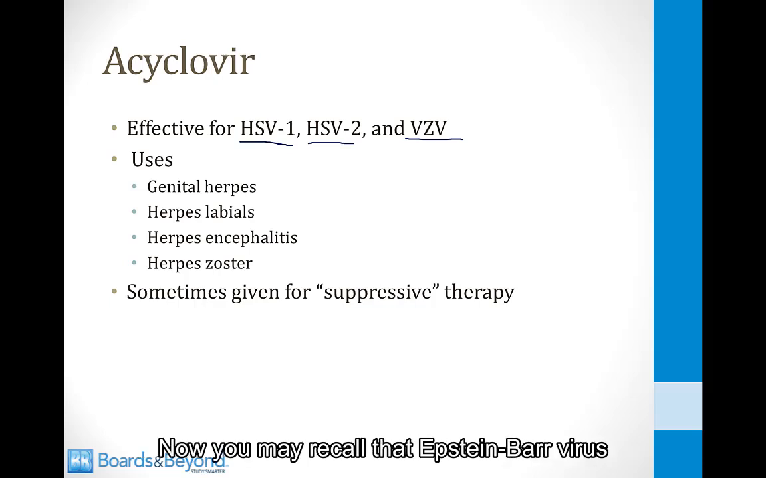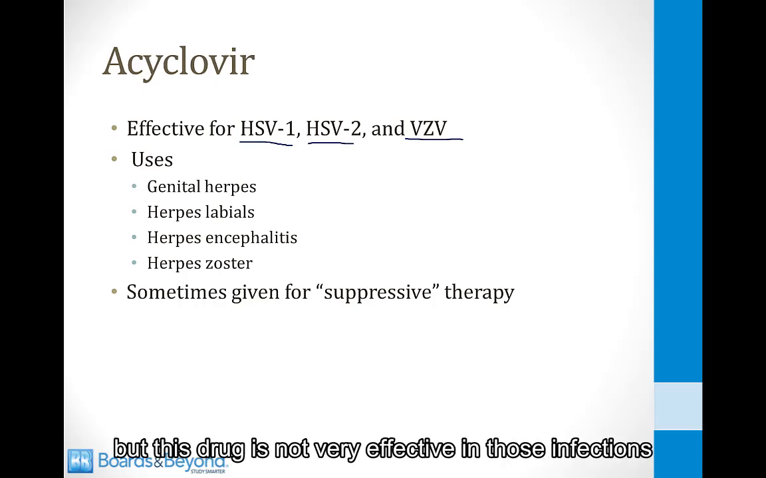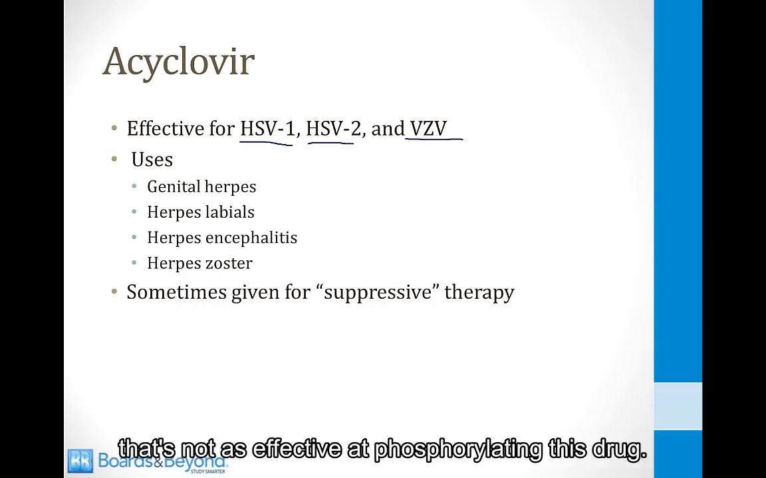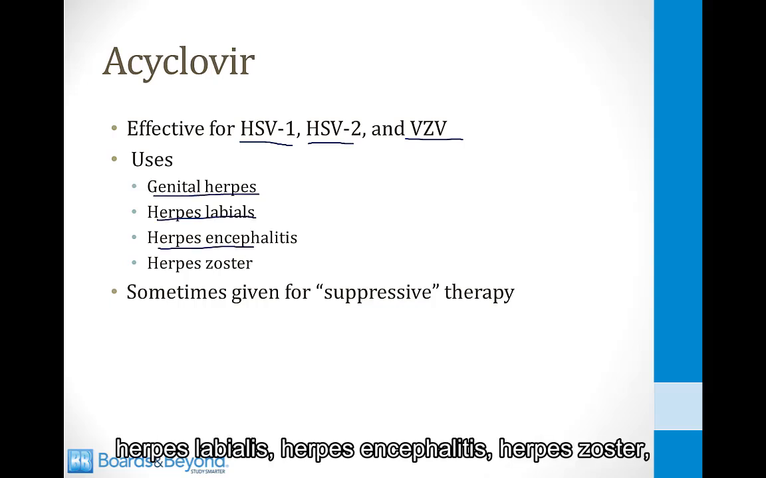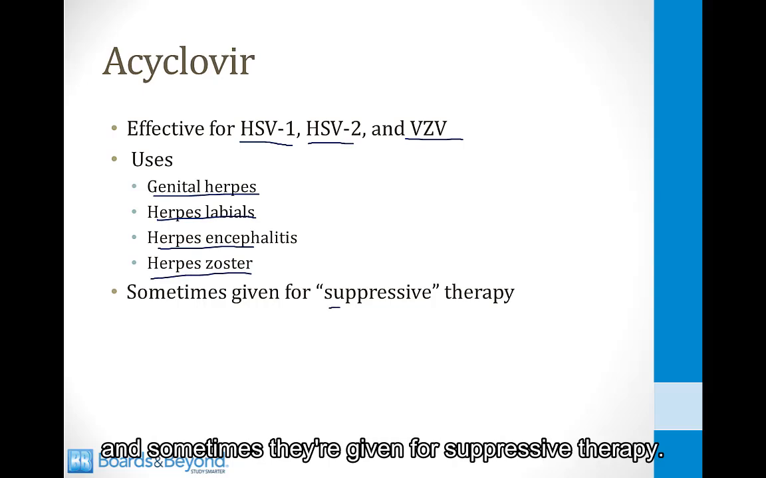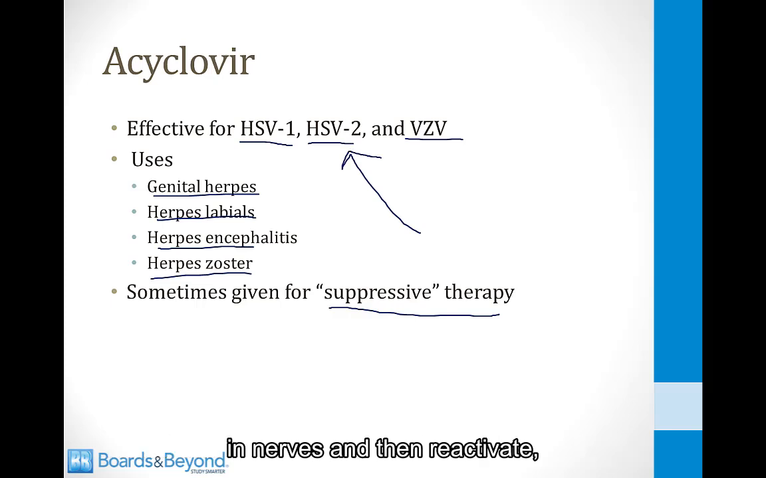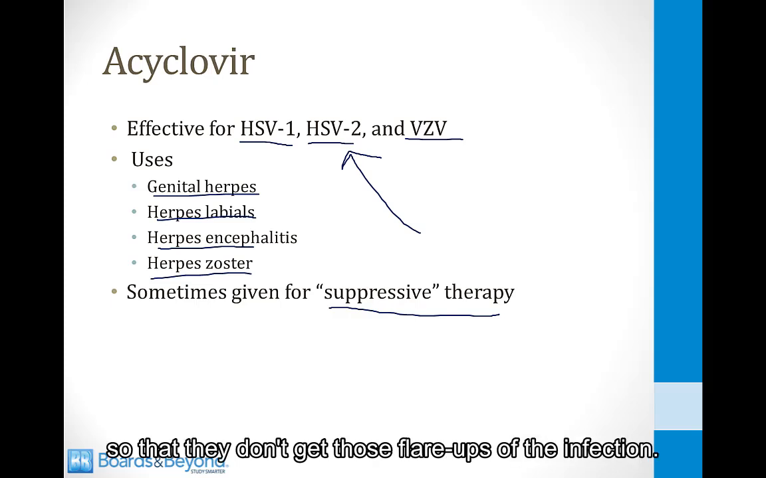Now you may recall that Epstein-Barr virus and cytomegalovirus are also herpes viruses, but this drug is not very effective in those infections because they have a different viral kinase that's not as effective at phosphorylating this drug. These drugs can be used in genital herpes, herpes labialis, herpes encephalitis, herpes zoster, and sometimes they're given for suppressive therapy. Recall that all 3 of these viruses can lay dormant in nerves and then reactivate, so people who have frequent reinfections of genital herpes or oral herpes will take one of these drugs for suppressive therapy so that they don't get those flare-ups of the infection.